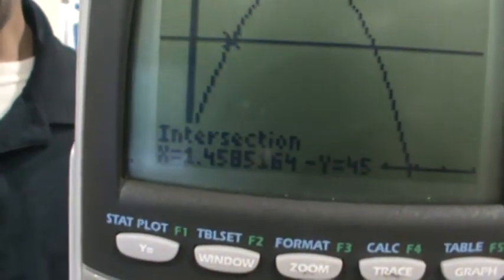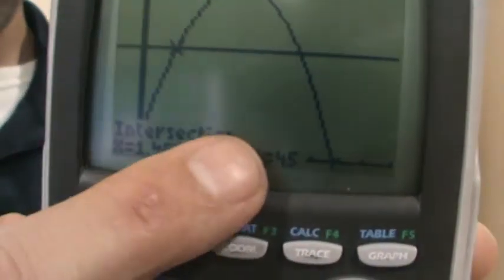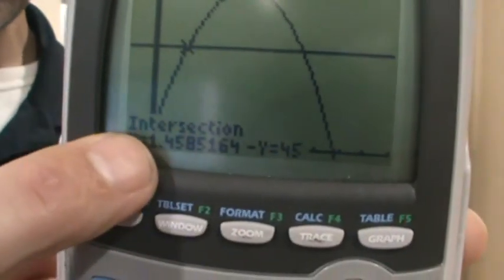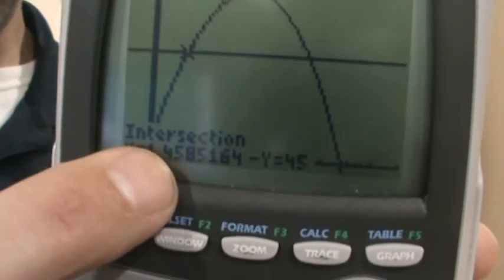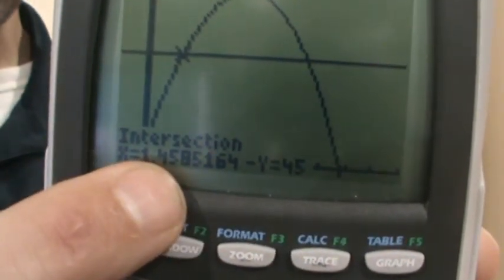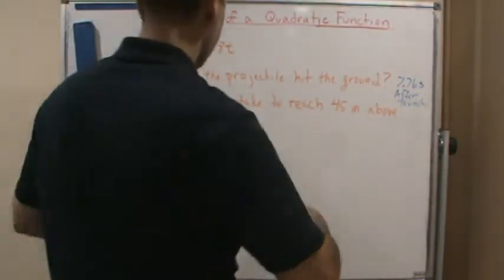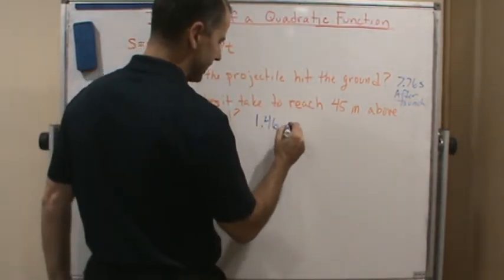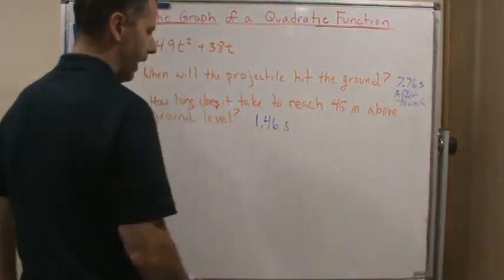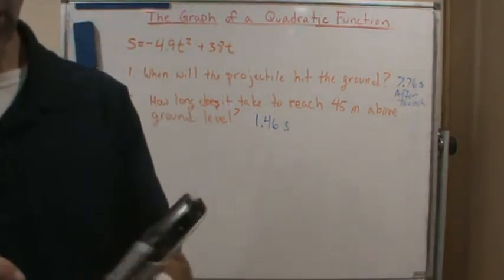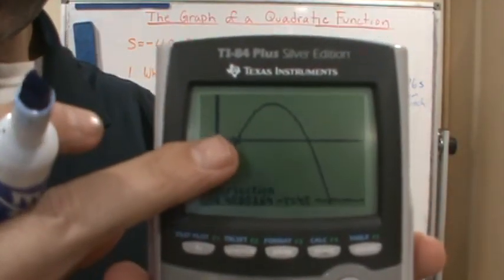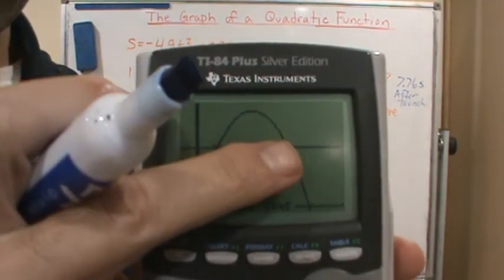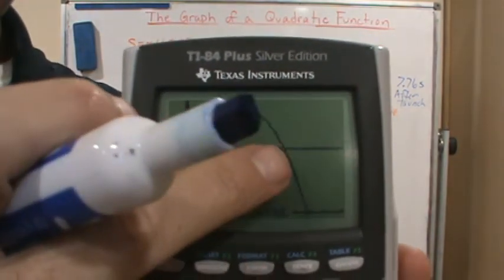And so notice what I get. I get y equals 45 when x is 1.458 or 1.46. So that would tell me it reaches 45 meters 1.46 seconds after launch. Also, because whatever goes up must come back down, it also reaches 45 when it's on its way back down.